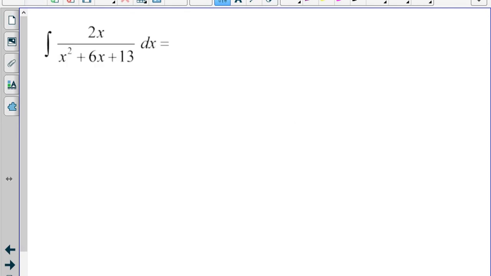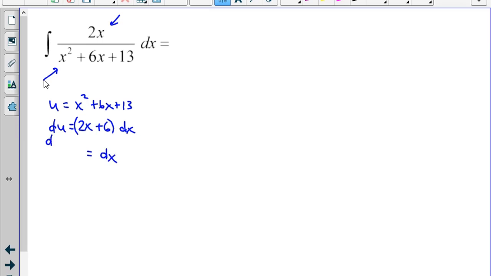Problem 6. This problem is really hard, so I'm going to try and take this one a little bit slower. If I look at this, I have an x squared in the denominator and an x in the numerator. So what I'm thinking when I do this problem is I might have a u substitution instead of maybe an inverse trig situation. So let's make u equal x squared plus 6x plus 13. So du equals 2x plus 6 dx. Now in this situation, that means dx equals du over 2x plus 6.